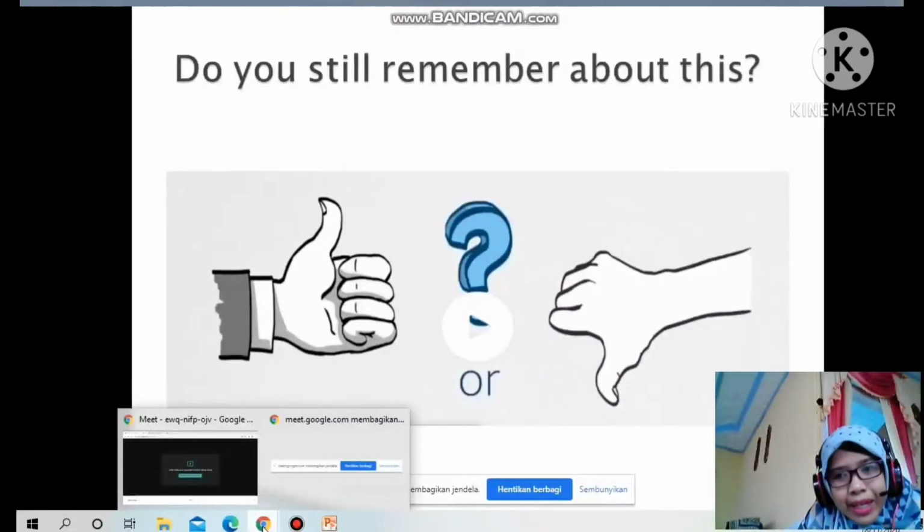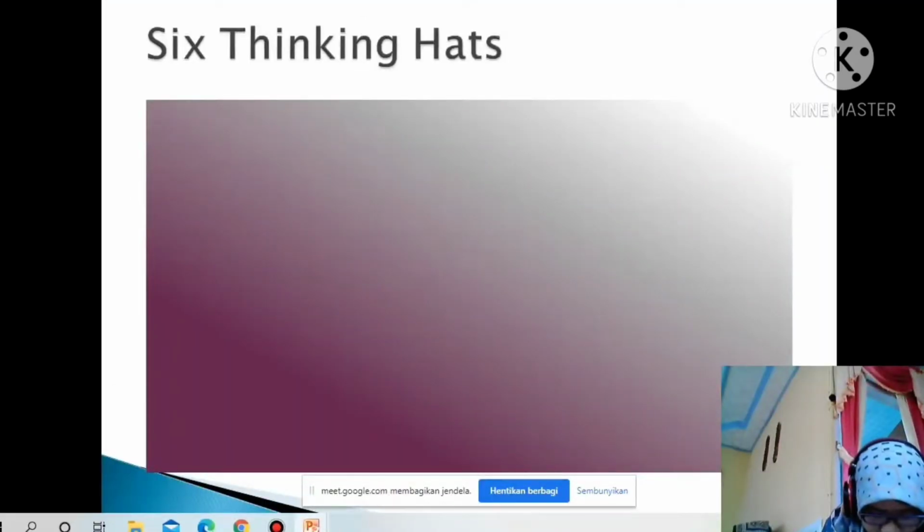Well, my student, ini gambar tentang apa? Gambar tentang setuju dan tidak setuju. Oh yes, it is picture about agree or disagree. Agree and or disagree, like or dislike is an argument that is used in discussion text.